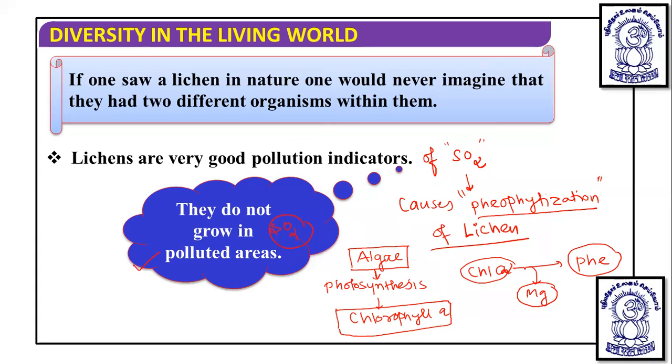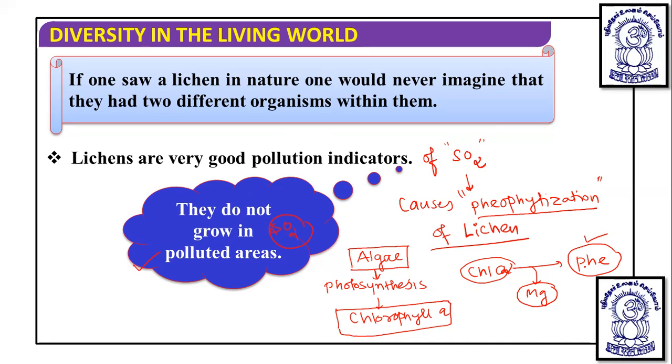So this chlorophyll A, if magnesium is removed, it is converted into pheophytin. For chlorophyll A to perform photosynthesis, and to perform the light reaction, the magnesium present in chlorophyll A is very necessary in its structure. Without magnesium, photosynthesis cannot occur. So if we remove the magnesium, chlorophyll A converts into pheophytin, and this pheophytin, without magnesium, cannot perform photosynthesis.